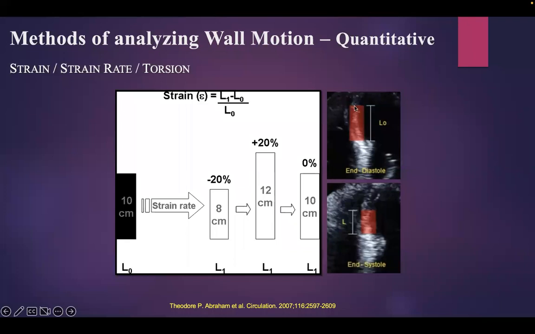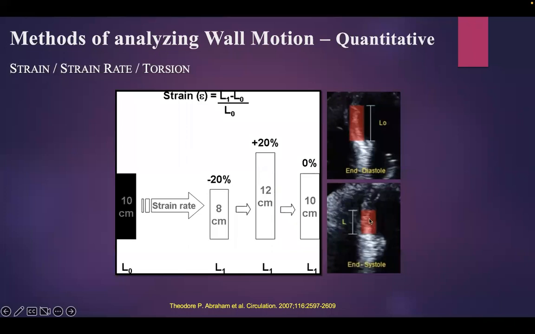We are looking at only the mid inferoseptum, wherein we see that in diastole it is about 10 centimeters, and in systole it becomes 8 centimeters. So it deforms. That is, the myocardium deforms from 10 centimeters to 8 centimeters. So we give a value of minus 20%.